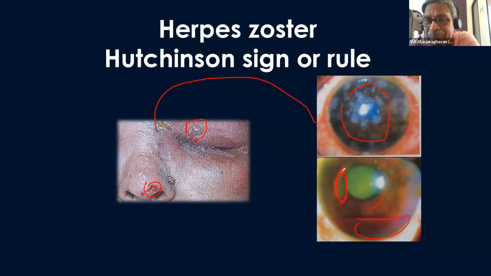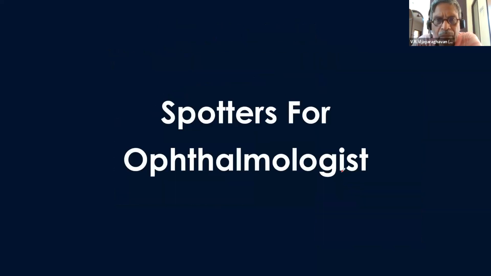The long ciliary nerve supplies your cornea and conjunctiva, carrying sensation. That is why, when you find a vesicle on the tip of the nose, you should suspect a problem in the cornea also, because the nerve supplying the tip of the nose is a branch of the same nerve that supplies your cornea. That's why the problem is there. This is called Hutchinson's sign rule.